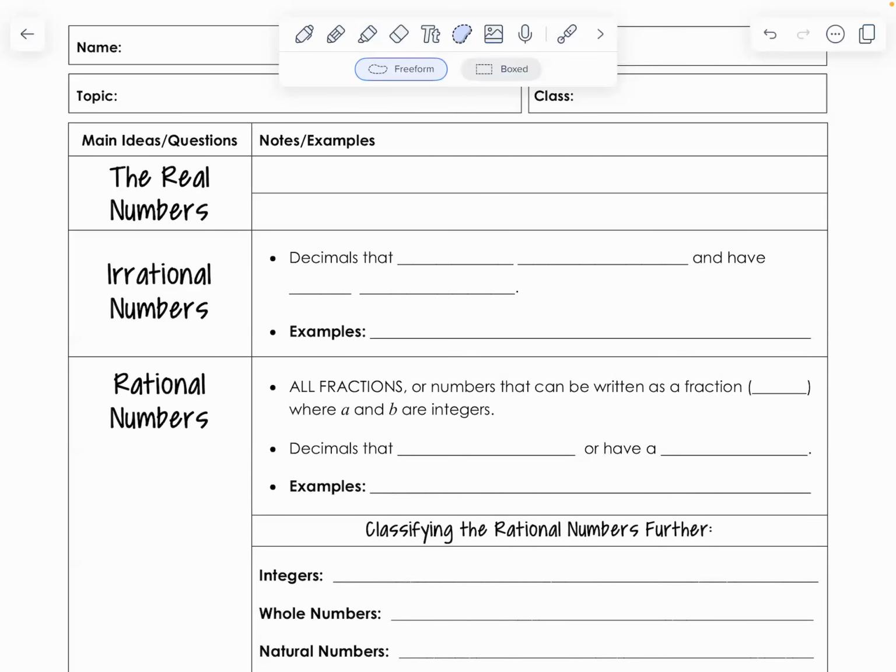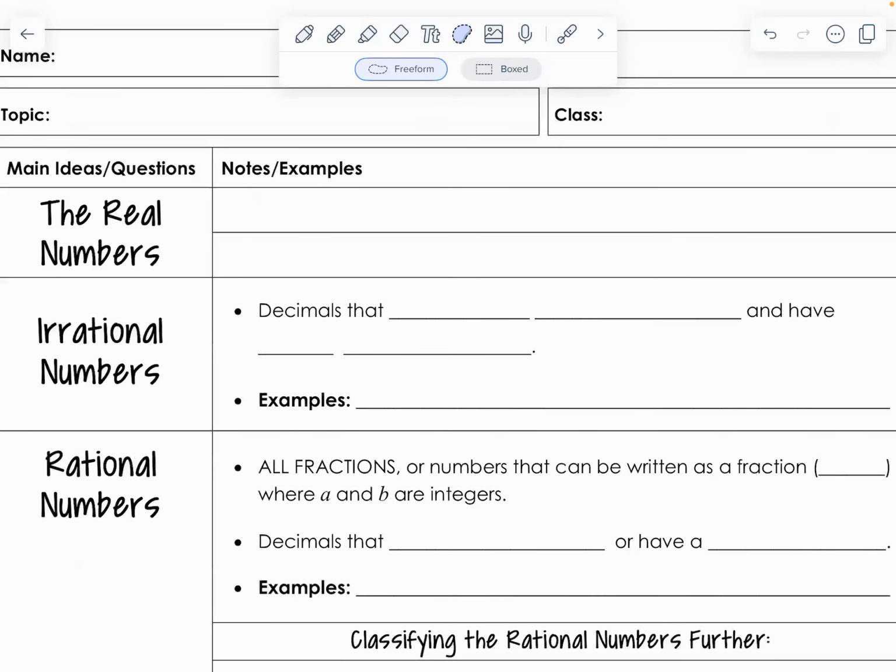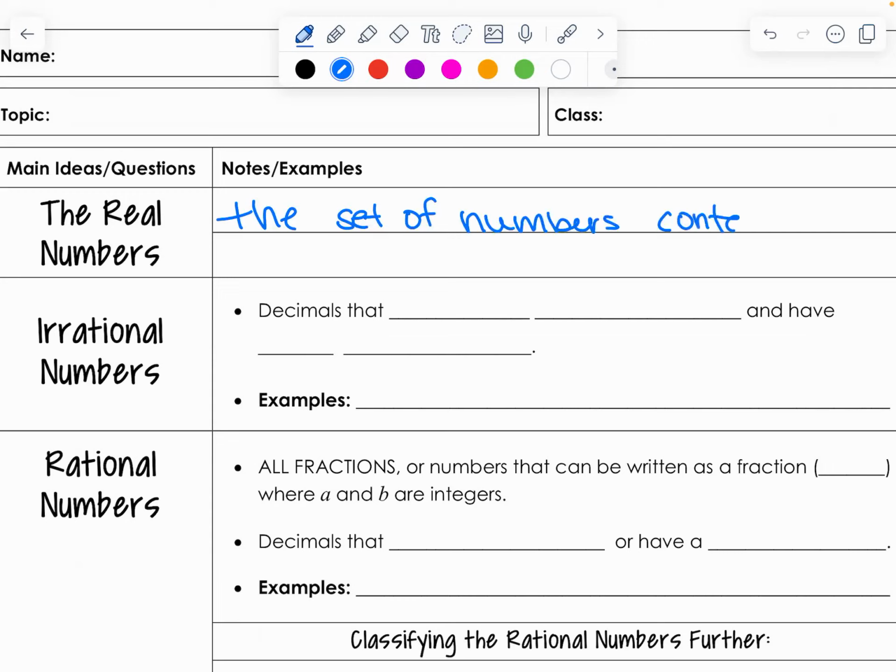So the real numbers. What I want you to write down, the real numbers is the set of numbers containing rational and irrational. And that's what we're going to focus on today. What's the difference between rational and irrational? And then within the rationals, we have some subsets.